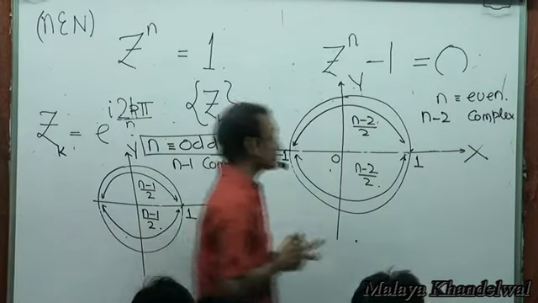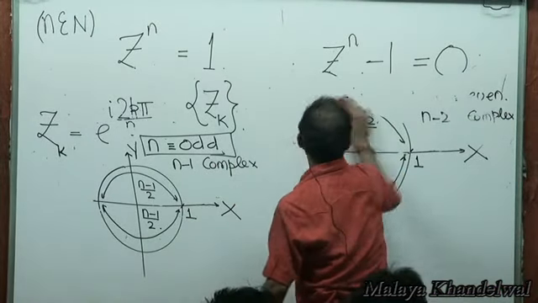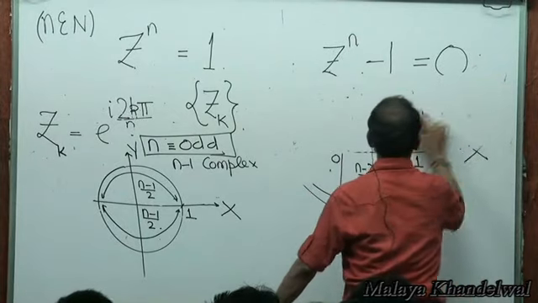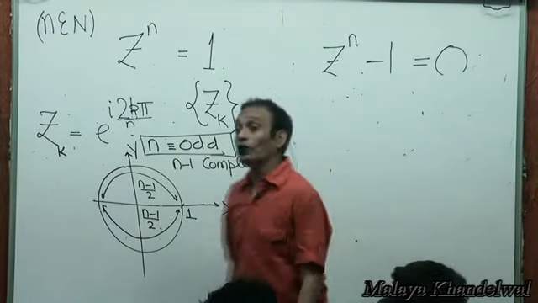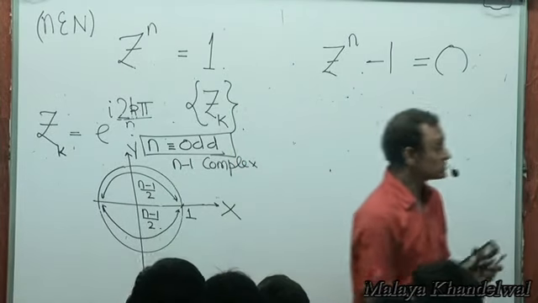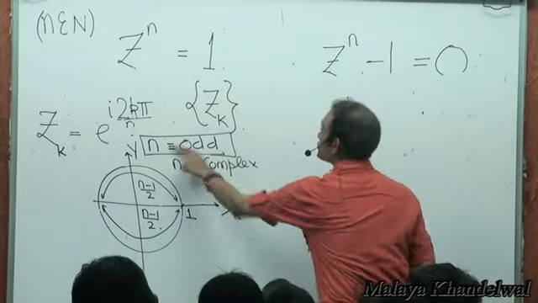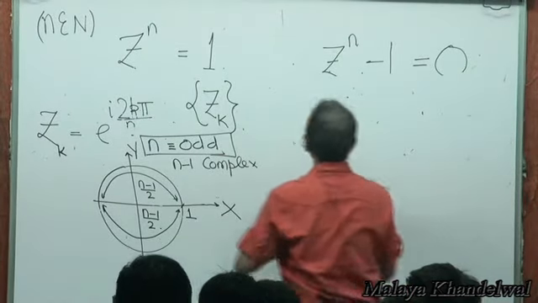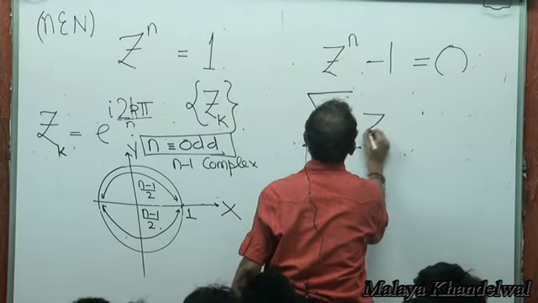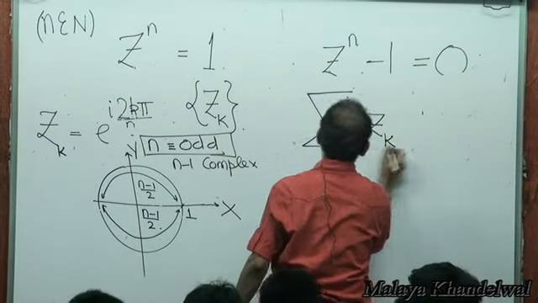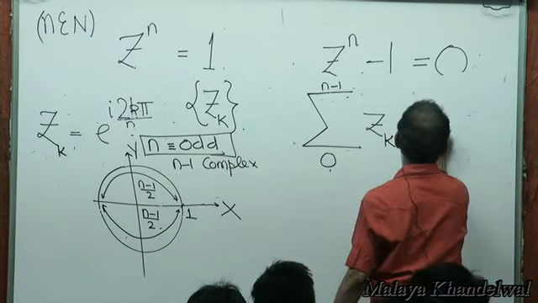In fact, if n is odd, I could have said the following. One way or the other, n even or odd, sum of all the n roots of unity will be 0. Sum of all the n roots of unity would be 0. First of all, this first expression is true whether n is even or odd. Sum of all the n roots, k equal to 0 to n minus 1, will always be 0.